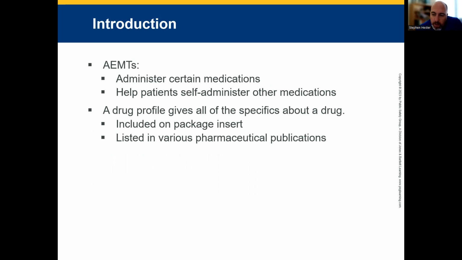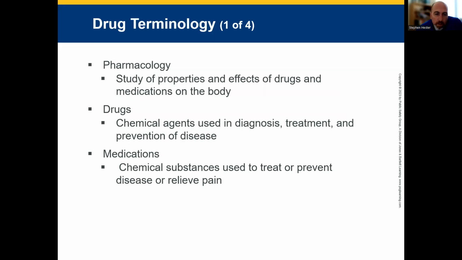This drug profile gives us all the specifics about that drug, including how the package insert and listed in various pharmaceutical publications. So pharmacology is the study of the properties and effects of drugs and medications on the body. Drugs are the chemical agents used in diagnosis, treatment, and prevention of disease, and medications are chemical substances used to treat or prevent disease and relieve pain.